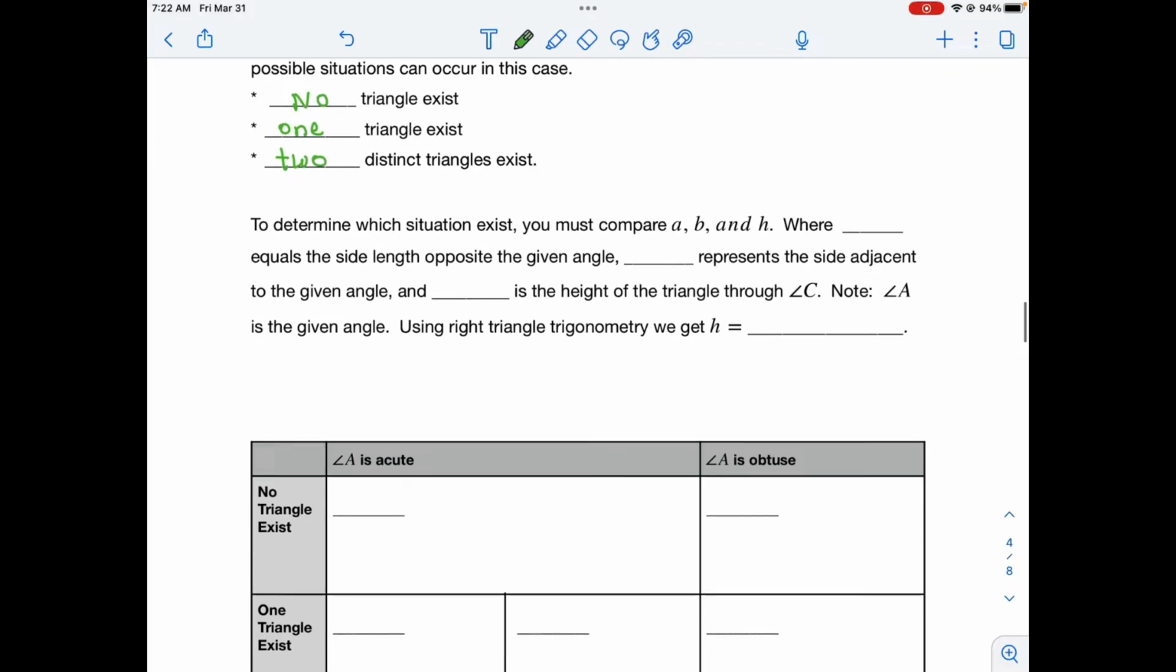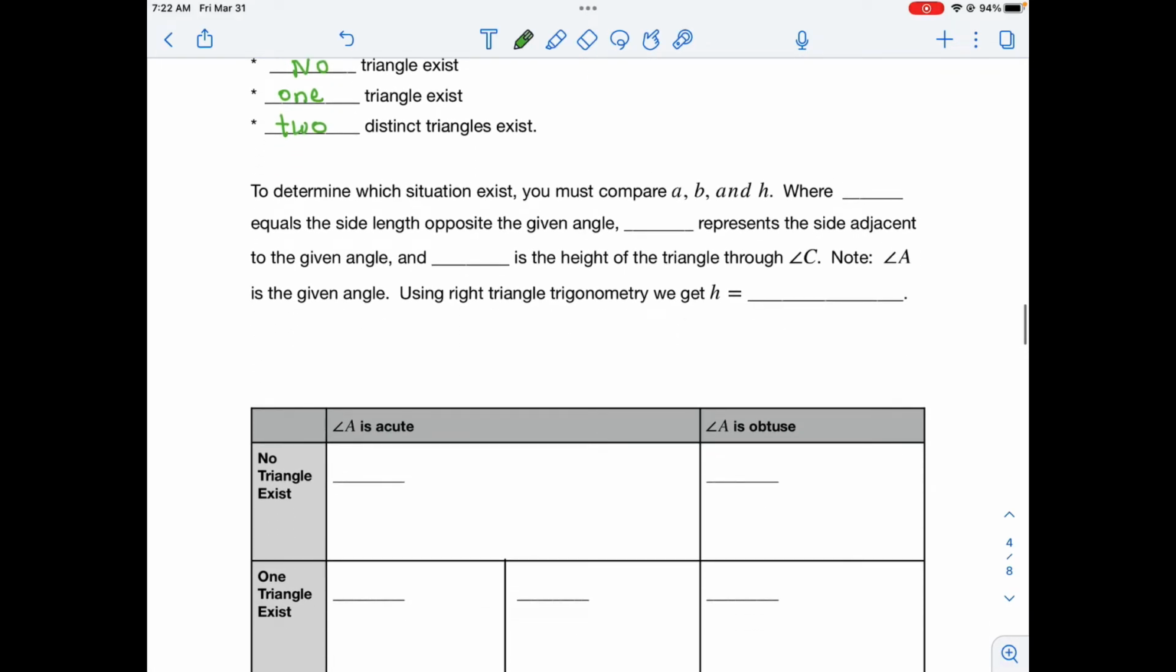To determine which situation you have, you need to be able to calculate certain values. Now I chose A and B at random here, but the A that I'm going to use in the table below just stands for the length of the side opposite the angle that you're given, because you're given two sides and one angle. Side B is the side adjacent to the angle that you were given. So A stands for the side opposite the angle given, B stands for the side adjacent to the angle given. H is, of course, the height of the triangle.